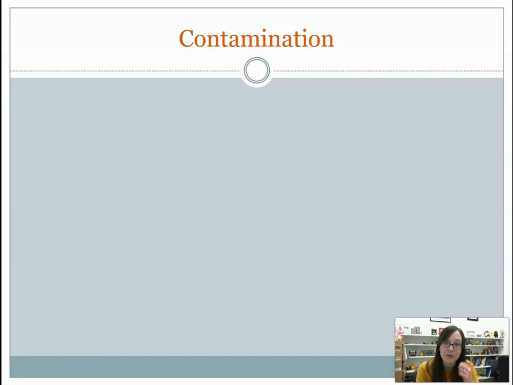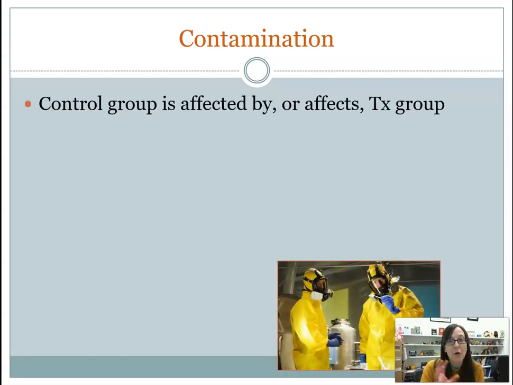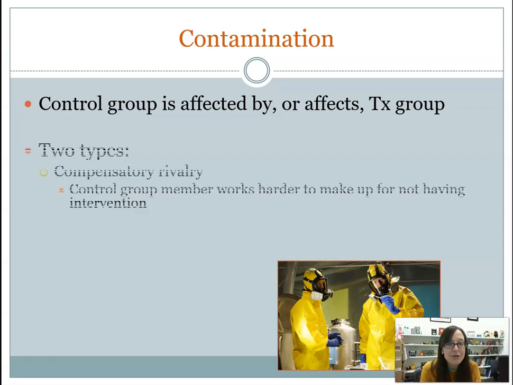And another threat to internal validity is contamination. This is where the control group is affected by the treatment group, or the treatment group is affected by the control group. So one of the groups is affecting the other in some way. It's contamination because you have this cross-contamination effect happening where they're changing each other's group in a way that has nothing to do with the treatment. There are two ways that this can happen.